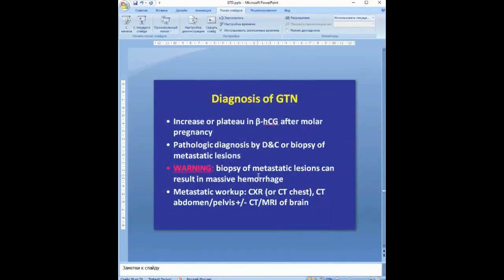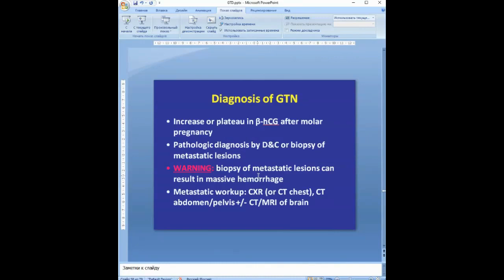An increase or plateau in beta HCG after molar pregnancy is a sign of gestational trophoblastic neoplasia. Pathologic diagnosis is by D and C or biopsy of metastatic lesions. But my friends, warning, pay attention to this. Biopsy of metastatic lesions can result in massive hemorrhage. Be very attentive and try to avoid it.